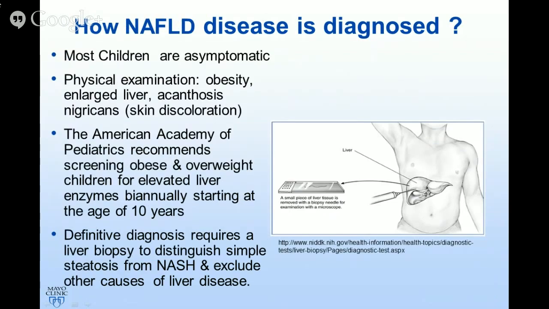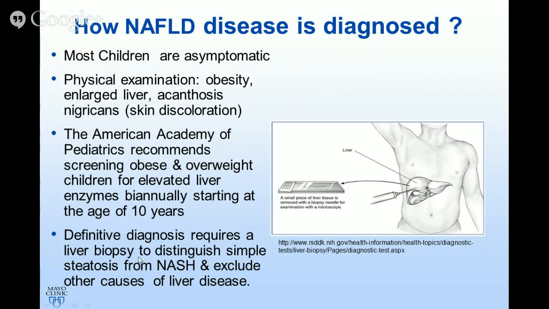So how do we diagnose non-alcoholic fatty liver disease in children? As in adults, most children are asymptomatic. On physical examination, we might pick up on some signs like obesity, especially abdominal obesity, enlarged liver, or acanthosis nigricans, which is a blackish discoloration of the skin, mainly on the back of the neck or in the armpit. Nowadays, the American Academy of Pediatrics recommends screening kids who are overweight or obese twice a year after the age of 10 to diagnose this condition early and initiate an intervention.